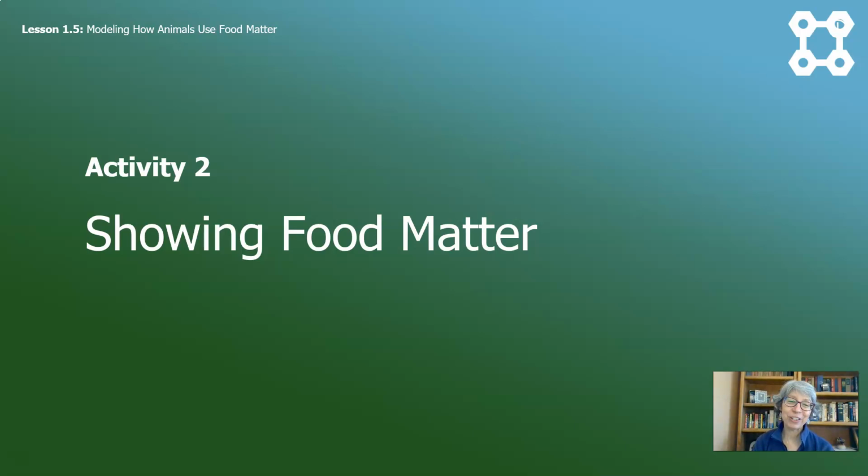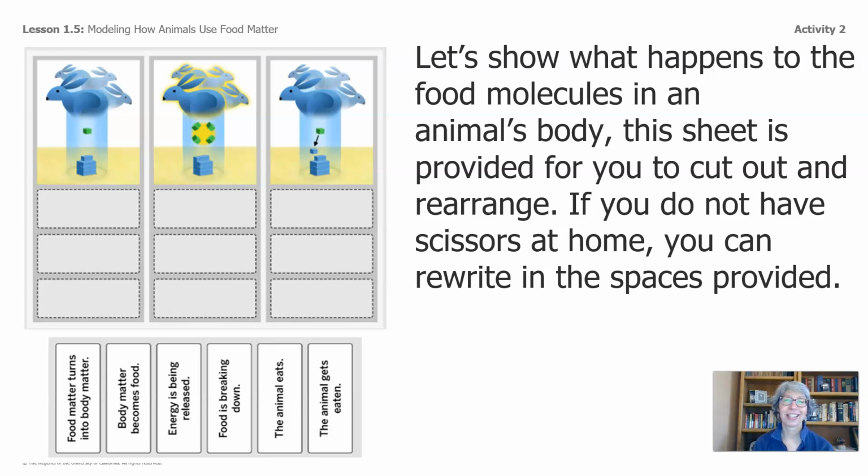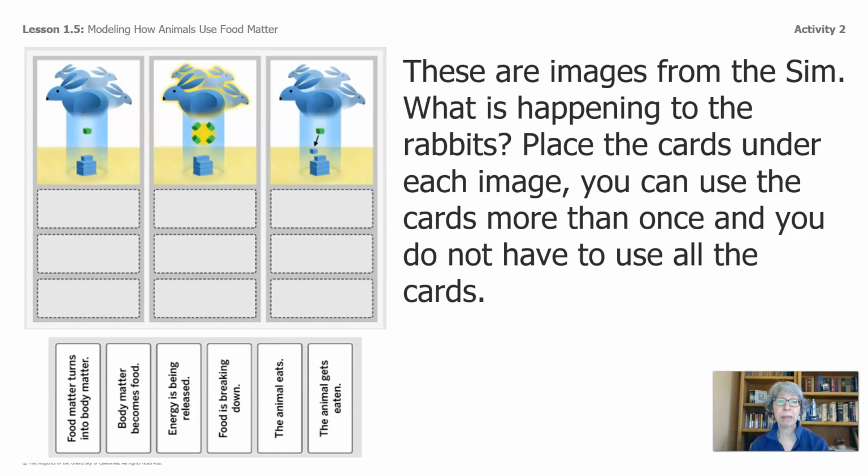All right, activity 2, showing food matter. Let's show what happens to the food molecules in an animal's body. This sheet is provided for you to cut out and rearrange. If you don't have scissors at home, you can just write in the spaces provided. These are images from the sim. Do you recognize these? What is happening to the rabbits? Place the cards under each image. You can use the cards more than once, and you don't have to use all the cards. Pause the video so you can work on this.